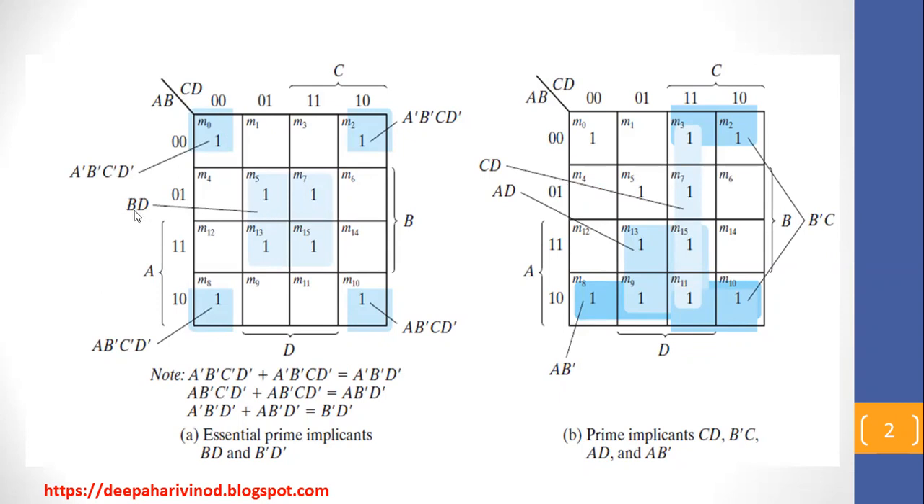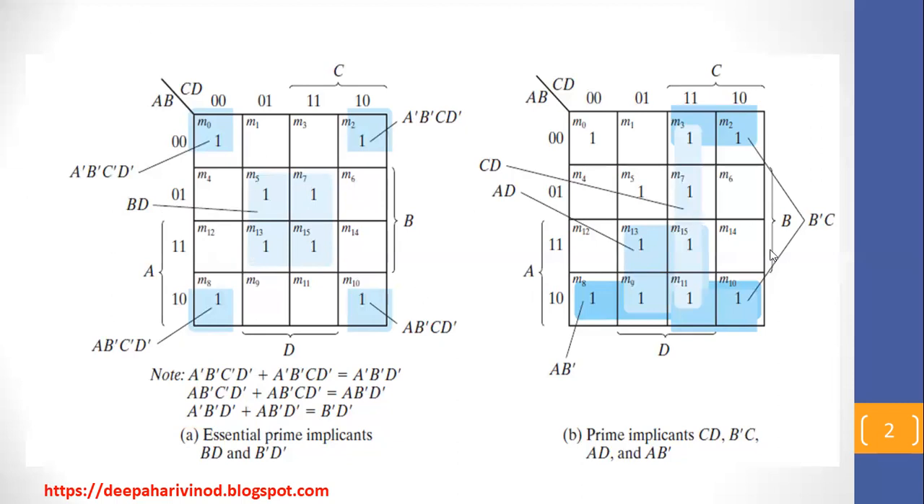So the equation for this is BD. After grouping these 4, we can check in these 2 rows what is common. Over here it is B bar, isn't it? In these 2 columns what is common? D bar. So the equation for grouping all 4 corner ones is B bar D bar. These are what we call prime implicants. Each combination we get from this grouping is a prime implicant. So these 2 are essential prime implicants of this particular graph.